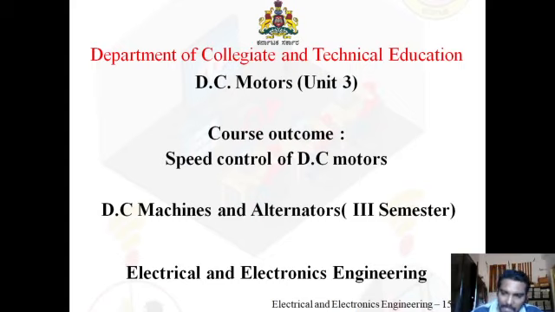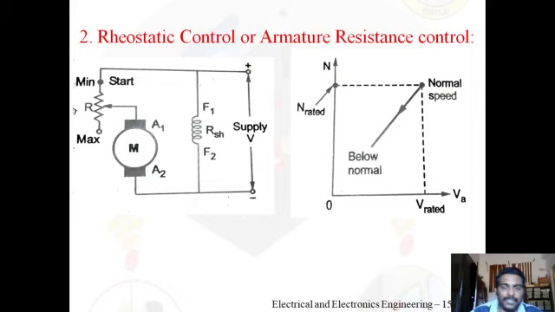So in this particular session, let us discuss how the speed of the DC shunt motor is varied with the help of a resistance which is connected in the armature circuit. Now you can observe the circuit diagram which is shown.